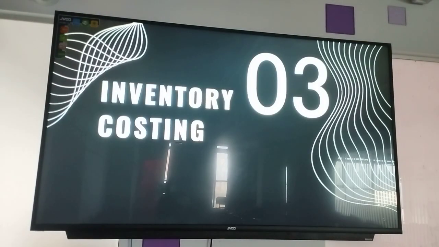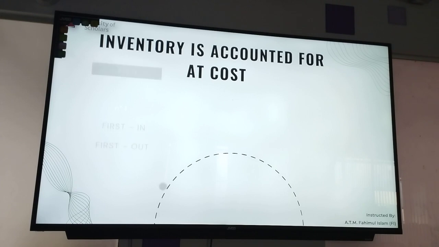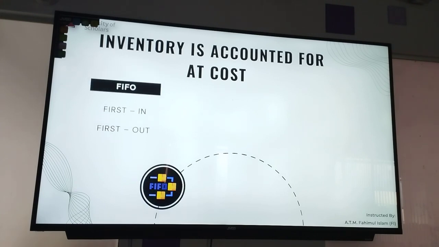Fine. Moving on to the inventory costing system. So basically we have talked about the perpetual and periodic system. Now we will talk about the actual costing methods of how inventories can be accounted for. The first one is FIFO, first in, first out. Which products you buy first, you will sell those products first.